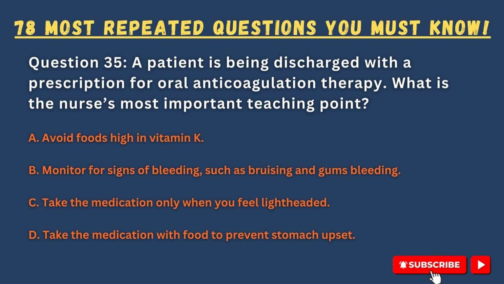Question 35. A patient is being discharged with a prescription for oral anticoagulation therapy. What is the nurse's most important teaching point? A. Avoid foods high in vitamin K. B. Monitor for signs of bleeding, such as bruising and gums bleeding. C. Take the medication only when you feel lightheaded. D. Take the medication with food to prevent stomach upset.